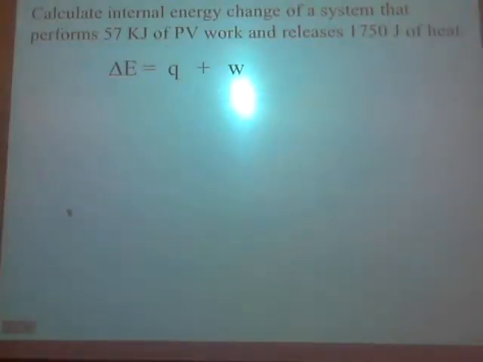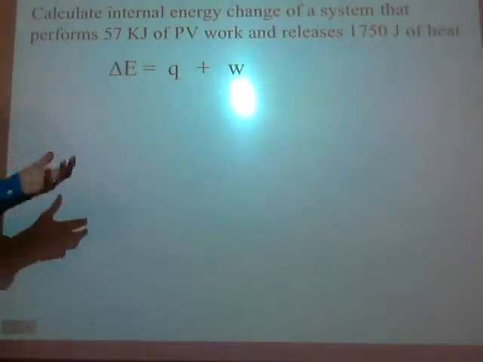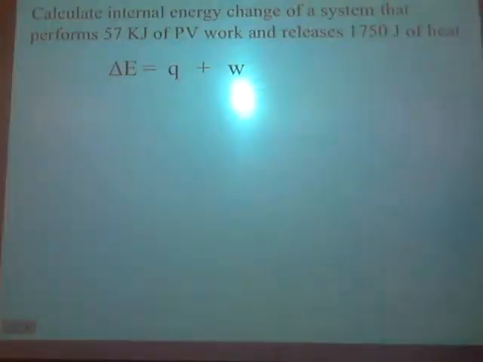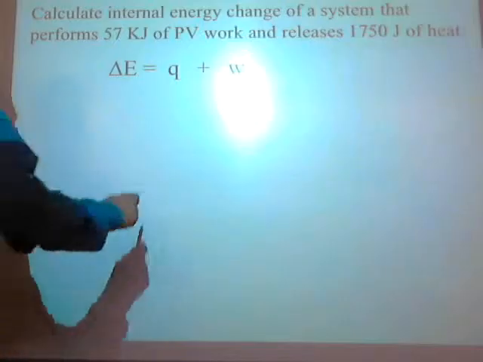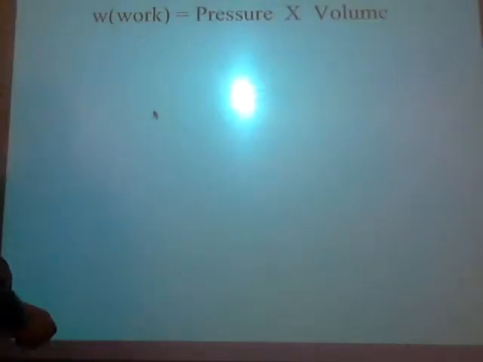delta E equals Q plus W, where Q means the heat energy, and W is the work energy, the physical kinetic energy that's being done, or having done on it. Whichever. In this case, we're going to see which is which. And we're going to apply the proper sign to it. Let's take the heat first.